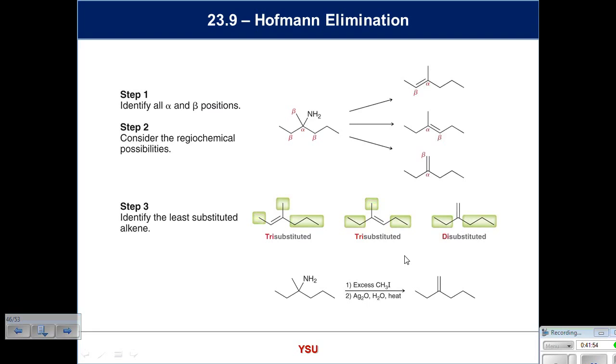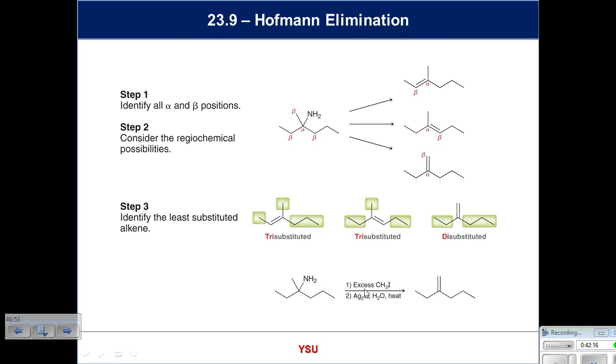What is an even better way of doing this? What is an even better way of putting a double bond anywhere you want to without having to resort to this type of chemistry? What's the best way we've used of making double bonds this term? Wittig reaction, right? The Wittig reaction is even better and more versatile than this, but this happens and you need to be aware of it.